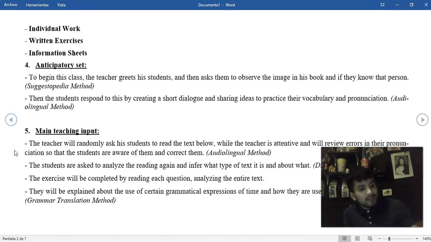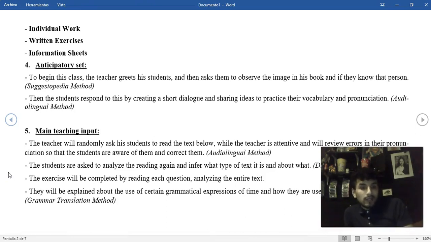Next, on the other page, we're going to work on activity number 4, and it consists of my students reading the text again, analyzing it again to answer the questions that they have to fill in with the information. They have 5 questions to respond to. The exercise will be completed by reading each question, analyzing the entire text.